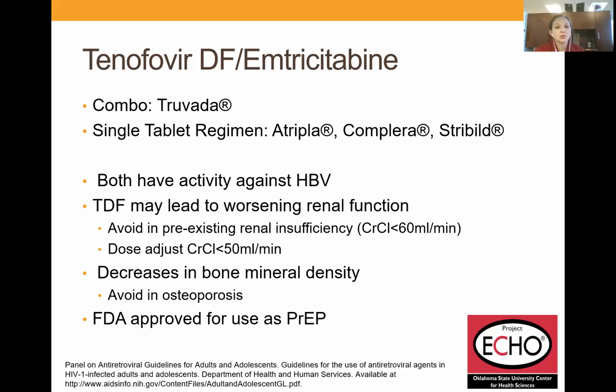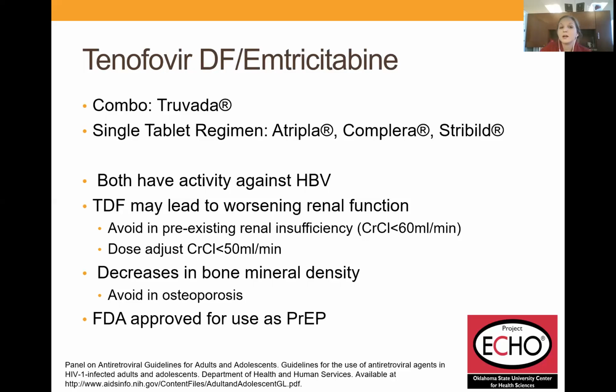So moving on to tenofovir disoproxil and emtricitabine, and then I have the next slide on tenofovir alafenamide as well. Tenofovir disoproxil is our brand name Truvada. It's also the backbone nucleosides in the single tablet regimens Atripla, Complera, and Stribild. So Atripla is efavirenz plus TDF and emtricitabine. Complera is rilpivirine, and then Stribild is elvitegravir plus TDF and emtricitabine.